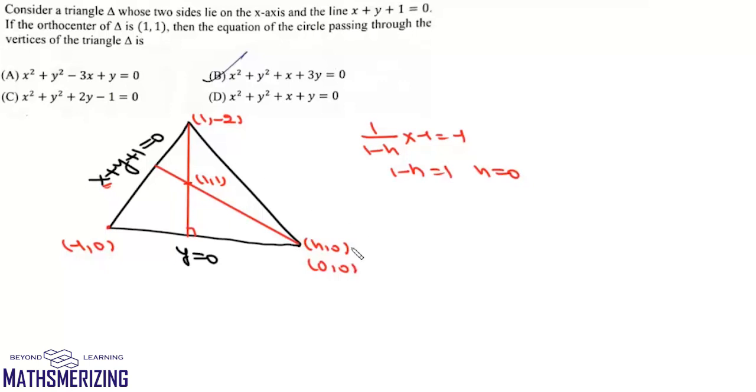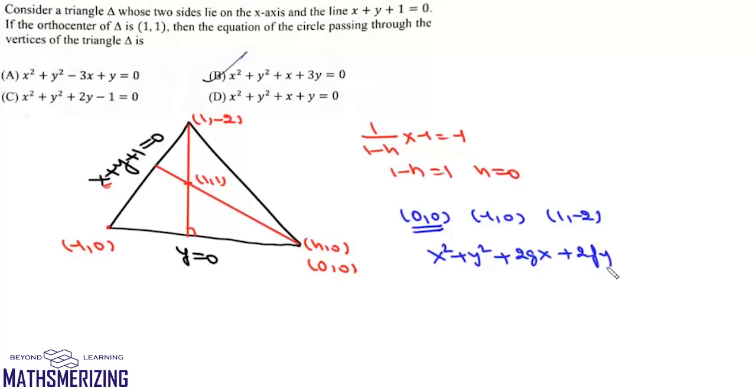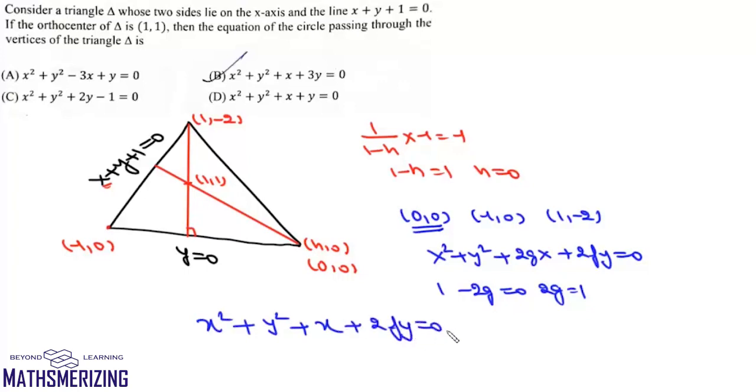So we need to find the equation of this circle which passes through the points (0, 0), (minus 1, 0) and (1, minus 2). Now since it passes through (0, 0), its constant term will be 0. So let the equation be x square plus y square plus 2gx plus 2fy equals 0. Now it passes through (minus 1, 0). So if we put x as minus 1 and y as 0, we'll get 1 minus 2g equals 0, or the value of 2g is 1. So this equation will be x square plus y square plus x plus 2fy equals 0.